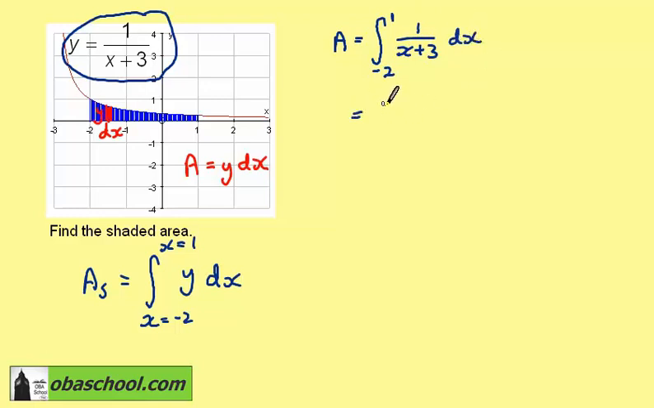If we integrate 1 over x plus 3, we get log of x plus 3. We don't need to use a modulus sign here, since there's no possibility with the limits we have of the log being negative.